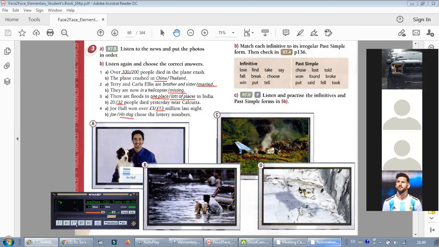In India, there are floods in many parts of the country after 5 days of heavy rain. Yesterday, 32 people died in floods near Calcutta.